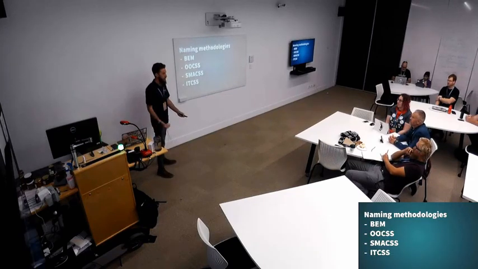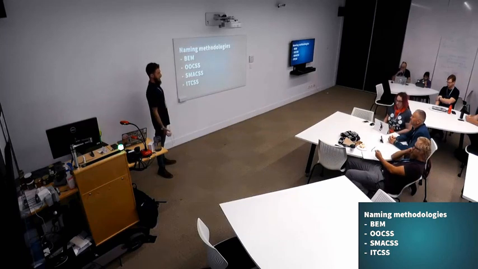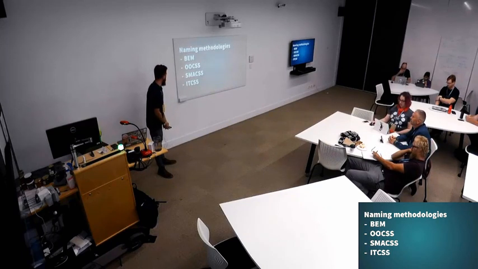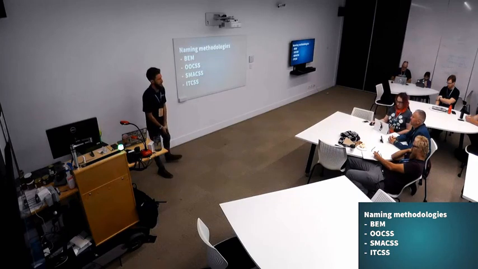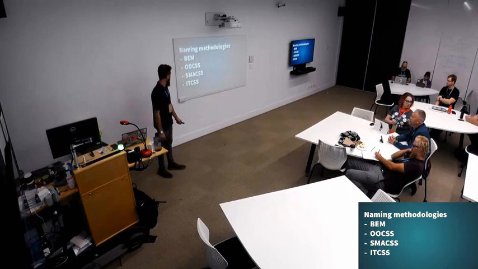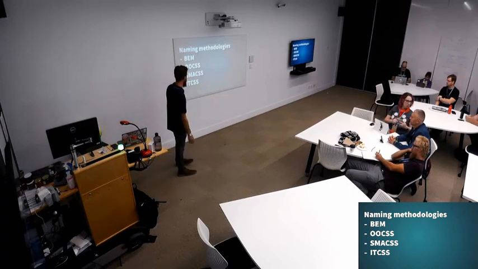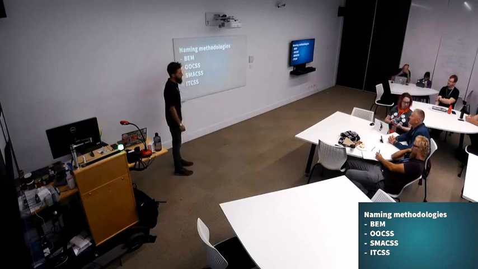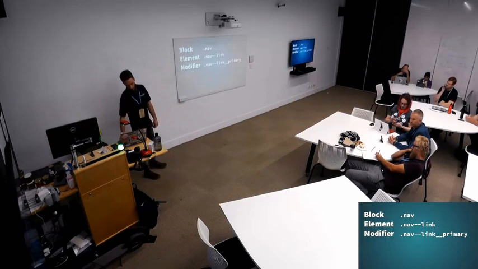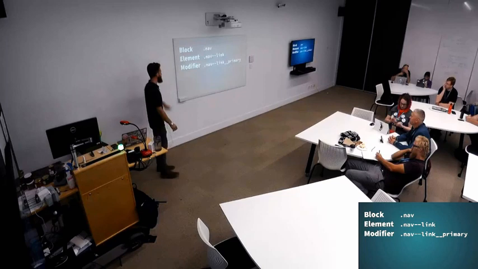And obviously we still have that problem. We've got to come up with the names for everything. Thankfully, we can consult the experts and we can use a naming methodology. And there's a ton to choose from. There's BEM, object-oriented CSS, SMACSS, ITCSS, there's a million more I couldn't be bothered listing. But probably the most popular one at the moment is called BEM. And BEM stands for Block Element Modifier.